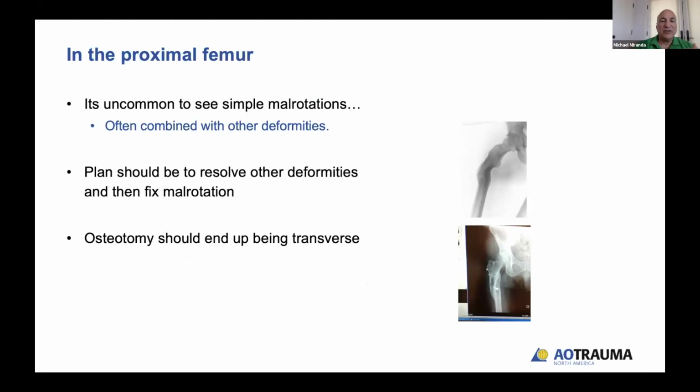In the proximal femur, it's uncommon to see simple malrotations. They're often combined with other deformities. And the reason why is because the femur is a curved bone. It's not a straight bone. In other words, its mechanical and anatomic axes are different. And so as a result, the deforming forces often cause displacement in other planes, in more than one plane. And so your plan should be to resolve the other deformities and then address malrotation. As a result, you need to have an osteotomy that ends up being transverse. That's the way to simplify it.